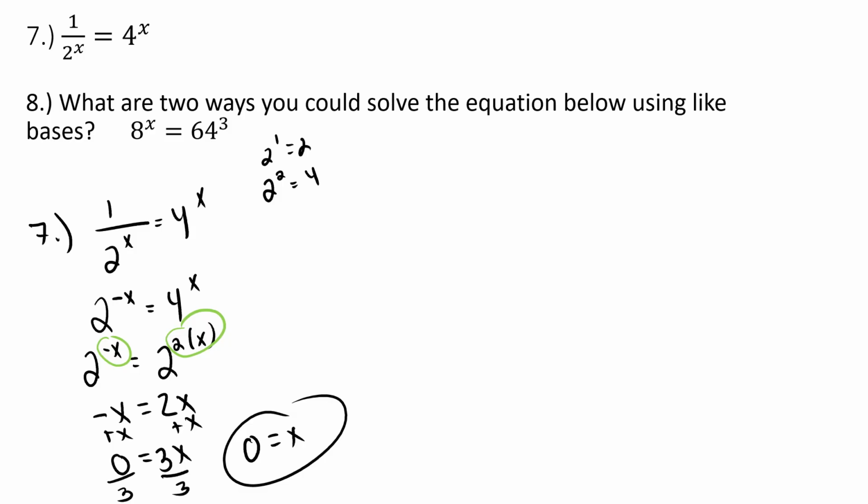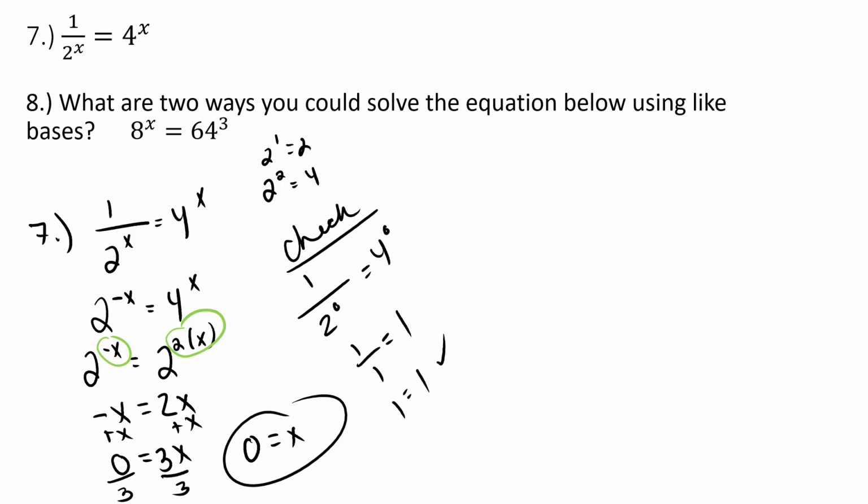Now, if you're like, oh, wait a minute, does that even check? Why, yes, it does. Okay, so 1 over 2 to the 0, does that equal 4 to the 0? Yes, because anything raised to the 0 power except 0 is 1. So that's 1 over 1 is equal to 1. And you can see that it does check.